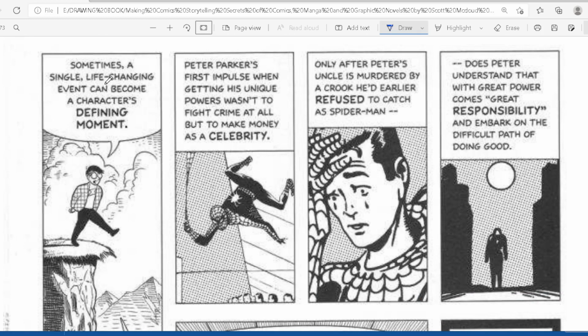Sometimes a single life-changing event can become a character's defining moment. Definitely, if something is happening with the character, like a very bad condition that happened with the character, at that time the character will feel like something different is going to happen, so also in your comic you can make these kinds of events.